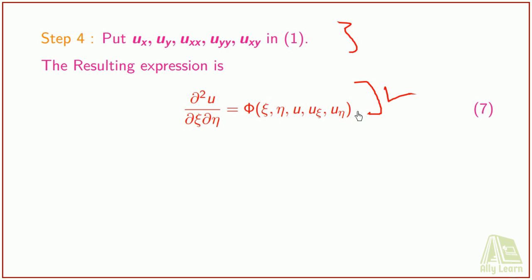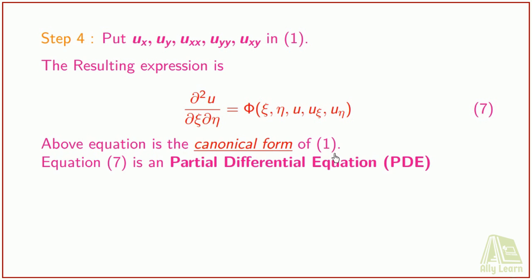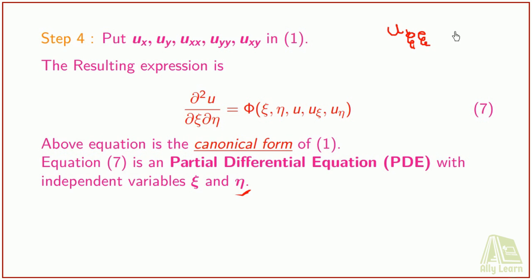Always remember that the canonical form of a hyperbolic second order linear PDE is of this type. So the above equation is the canonical form of 1. If you see this equation 7 properly, this is a partial differential equation with independent variables xi and eta. Now look at this canonical form carefully. It doesn't contain the partial derivatives u xi xi and u eta eta, whereas the second order linear PDE we started with also had these two terms.